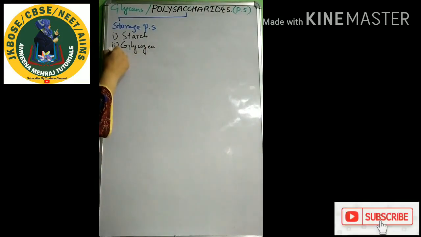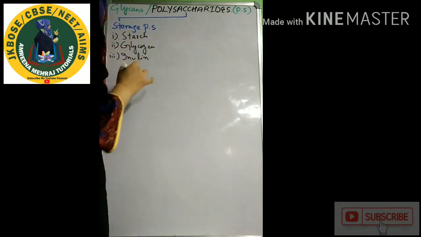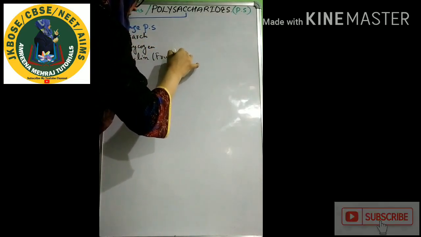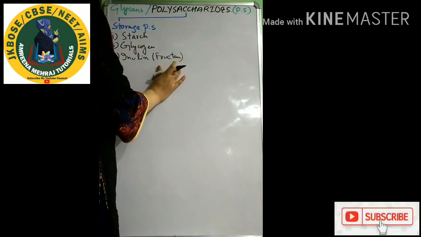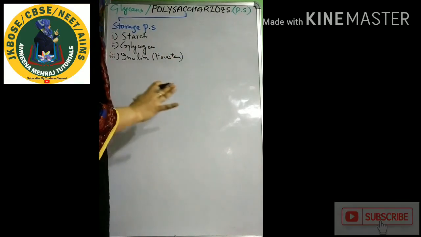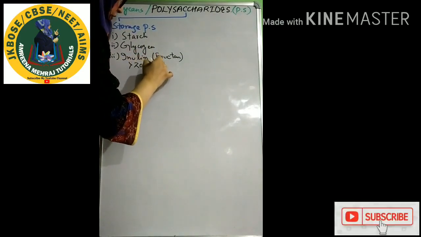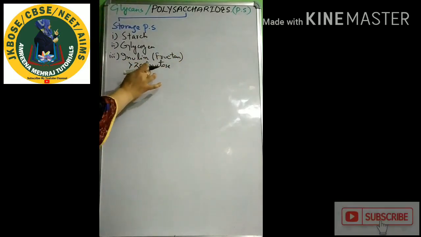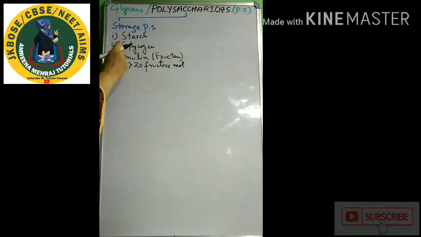Now, as far as your competitive examinations are concerned, you could be asked questions pertaining to some other storage polysaccharides, like inulin. Inulin, my dear students, is a fructan. I hope you remember this term. I've given you this term initially. A fructan is a homopolysaccharide which is made up of fructose exclusively. Inulin is made up of more than 20 fructose monomers, or fructose residues. So you have more than 20 fructose molecules present in inulin.